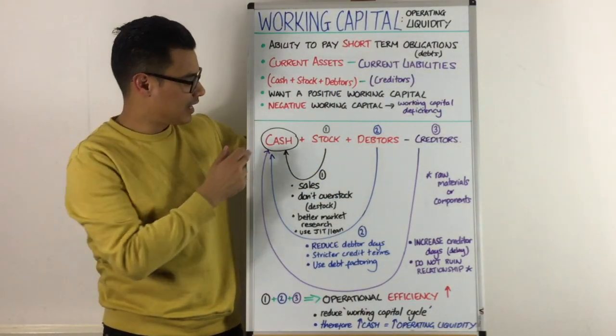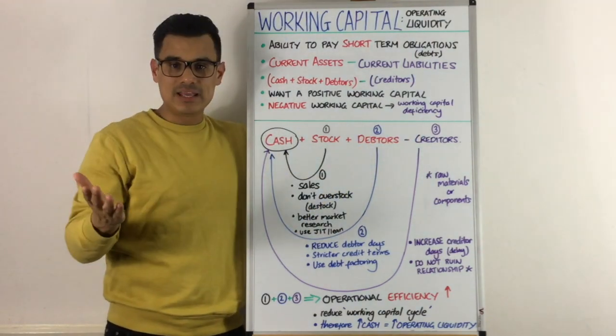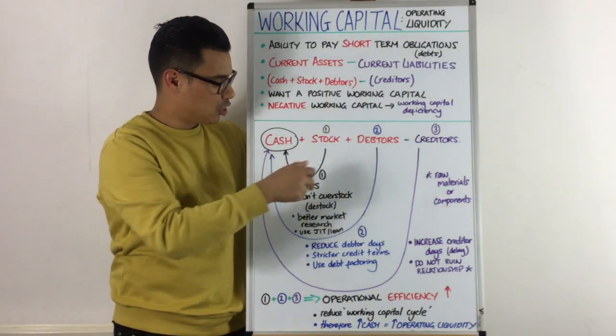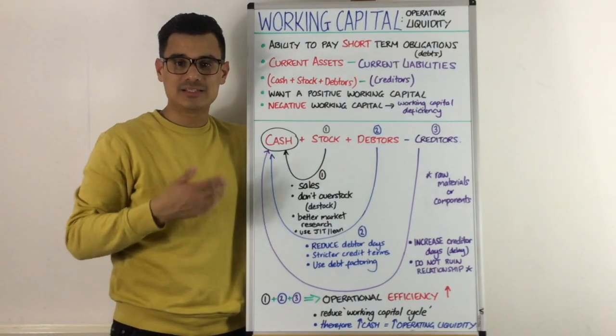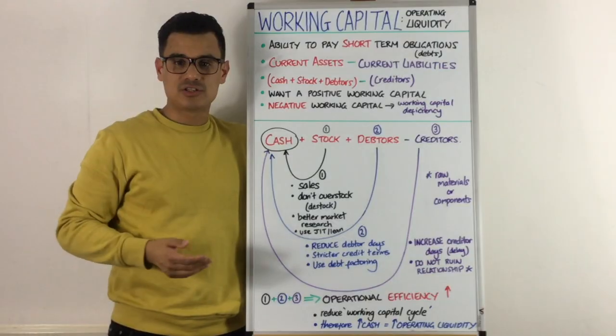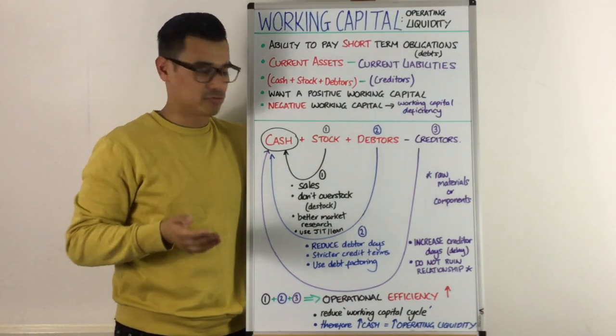Let's look at the formula again. So cash plus stock plus debtors minus creditors. Really, the game with working capital is that you want to convert your stock into cash as soon as possible. You want to convert your debtors into cash as soon as possible, and you want to alleviate the amount of creditors you have, so therefore you hold more cash. Let's look at each of those three options.